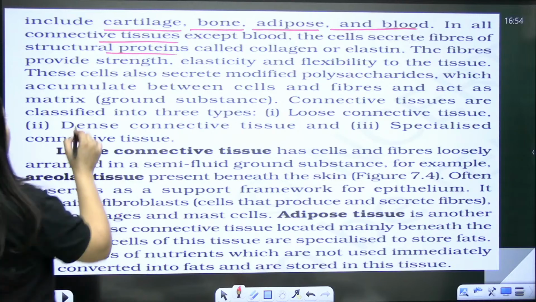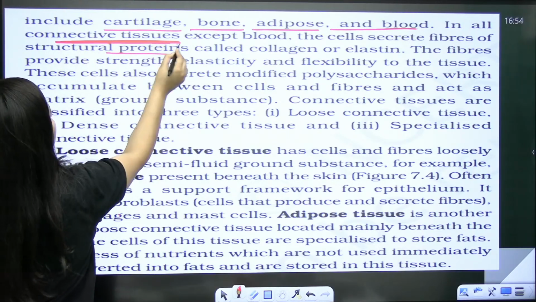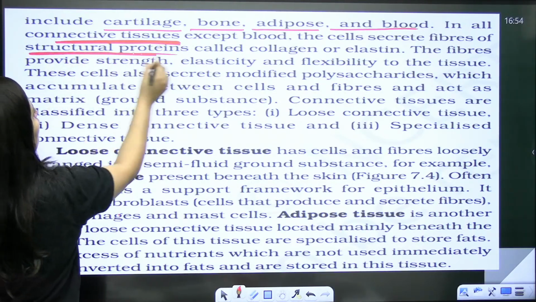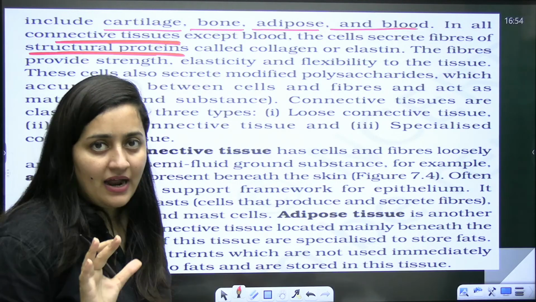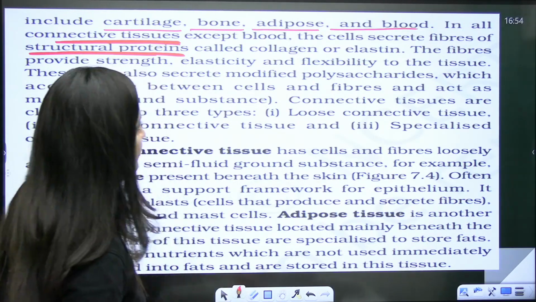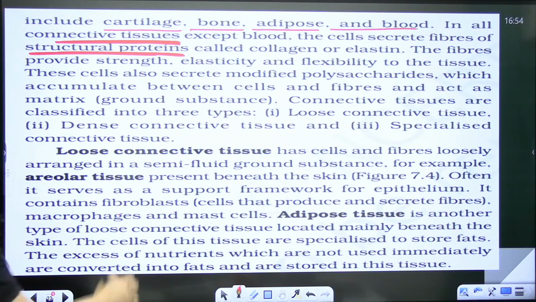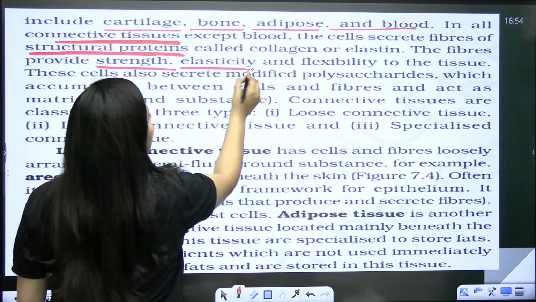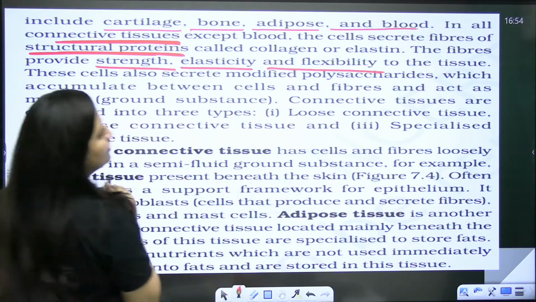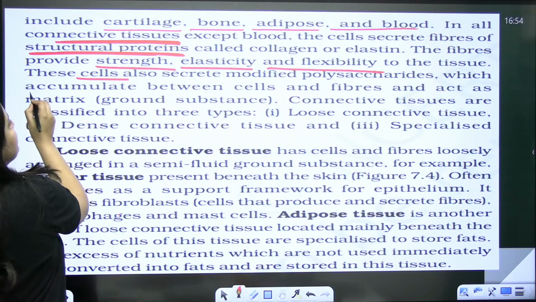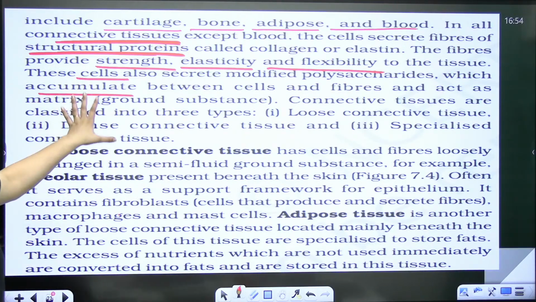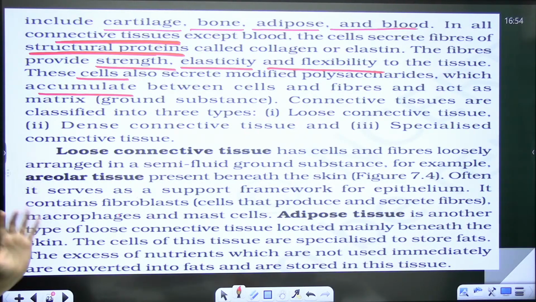Fine. So this line is important: in all the connective tissue, leaving blood, fibers are present. Except blood, all will contain cells and fibers. Fibers are going to provide the strength, elasticity and flexibility to the tissue. These cells also secrete modified polysaccharides. You know what it is? It is the ground substance.